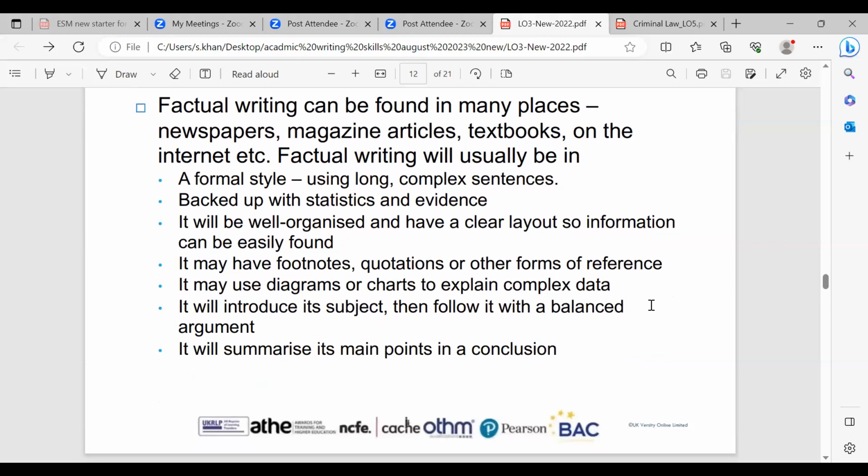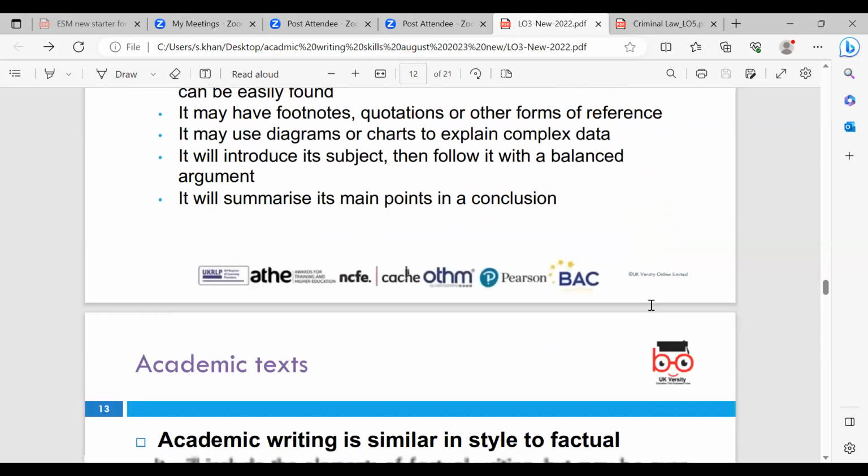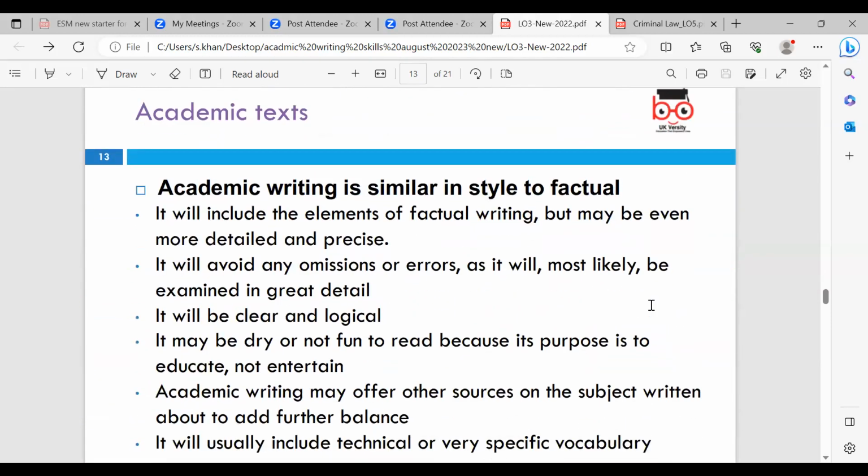So these, as we mentioned earlier, could be things. Factual writing could be in newspapers, magazines, any sort of news reports, interviews, recipes, instructions. These could be factual writing. Then we've got academic texts.